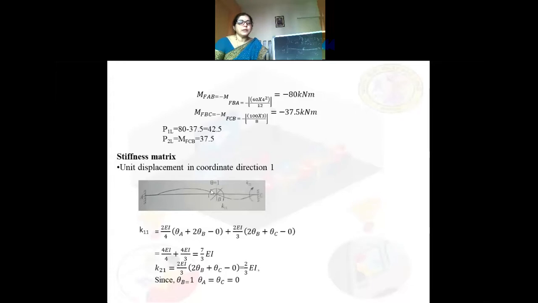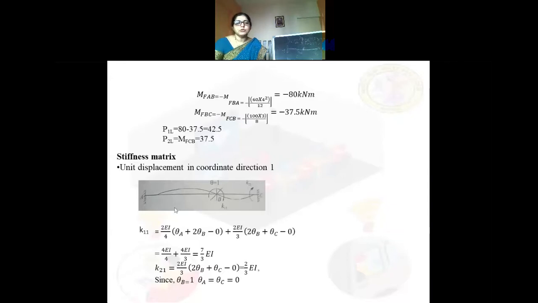Okay, so where you are writing, I am interested in coordinate 1. Coordinate 1 is connected to member BA and BC. So it is like MBA plus MBC as you are writing. Okay, slope deflection equation. So if you are writing for MBA, what are you going to write? Formula 2EI by L. So 2EI, what is the length of BA? It is 4 meter.